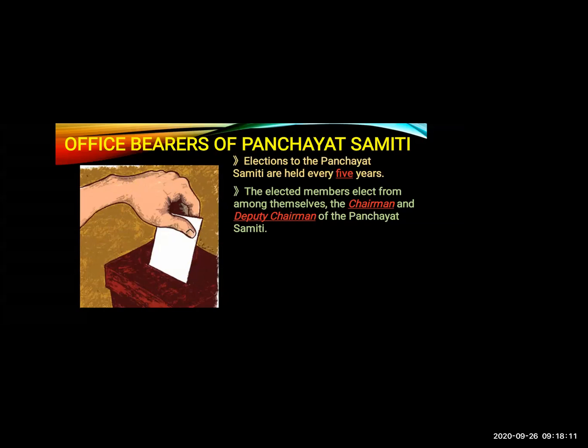Okay. Now what they have done? The elected members elect from among themselves the chairman and deputy chairman of the Panchayat Samiti. Means after every 5 years, the elections are held and we, the common people, when we vote for them, the members are elected. And what these members are doing, these members are having elections among themselves. Okay, in their group, they have this election and then they elect a person among themselves. Okay. And this person is known as chairman. Chairman and deputy chairman, two persons are elected by the Panchayat Samiti members.